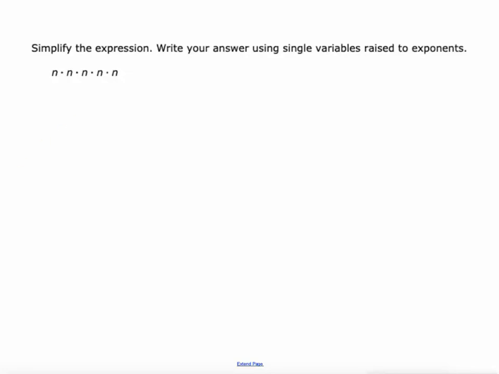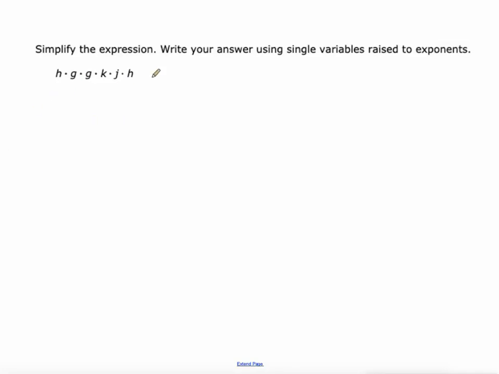Same thing goes with variables. All right, we're still doing the base, which is n, raised to a power, 1, 2, 3, 4, 5. We don't know what n is, but a simpler way to write this expression is simply n to the 5th power. And same thing when you have multiple variables. All right, so we have h, which occurs twice. We call that h squared.